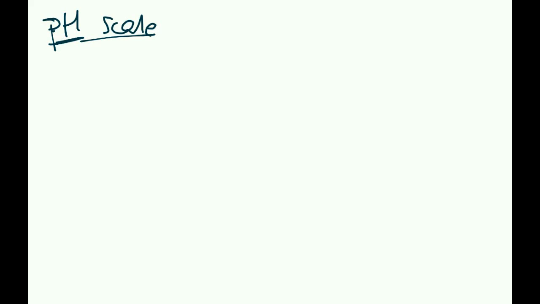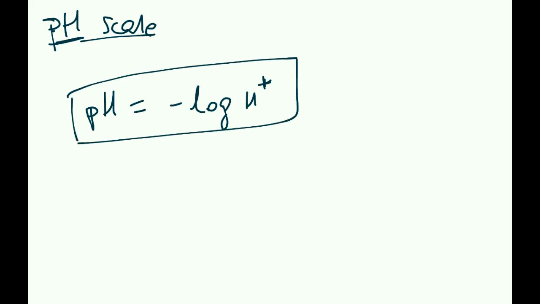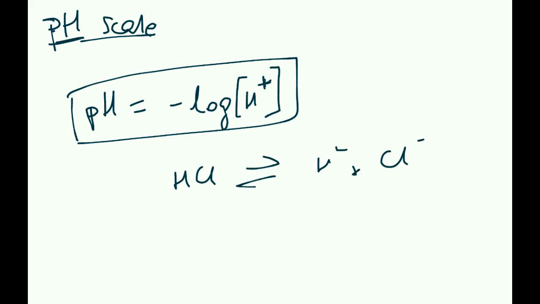Alright, so when I say pH, it's defined as the negative log of the concentration of H plus ions. That's it. So say HCl dissociates into H plus and Cl minus, and say my concentration of H plus is 0.1 molar.